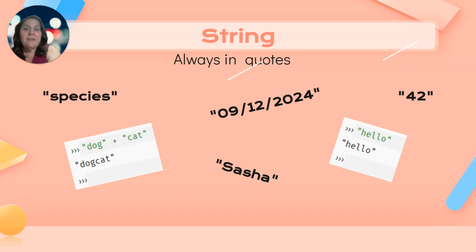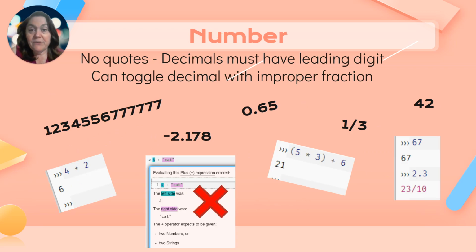Okay? The next one was a number. Numbers are now not in quotes. And we learned that decimals must have a leading digit in Pyret. They can't just be naked in front. You've got to have at least a 0 in front or some number in front. You can have negative numbers in Pyret and as many digits as you need. You can have fractions as well as decimals. And oh yeah, those decimals, they'll toggle back and forth to an improper fraction. Really cool there.